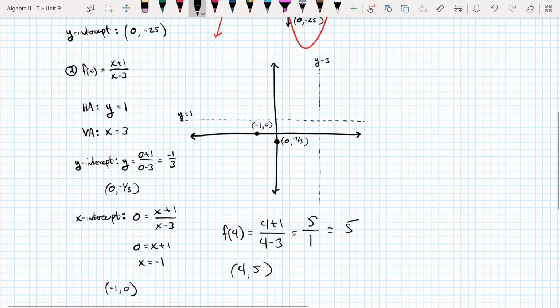And let me locate that here. So 4 is about right here. I'm going to go up 5. Let's say it's right here.